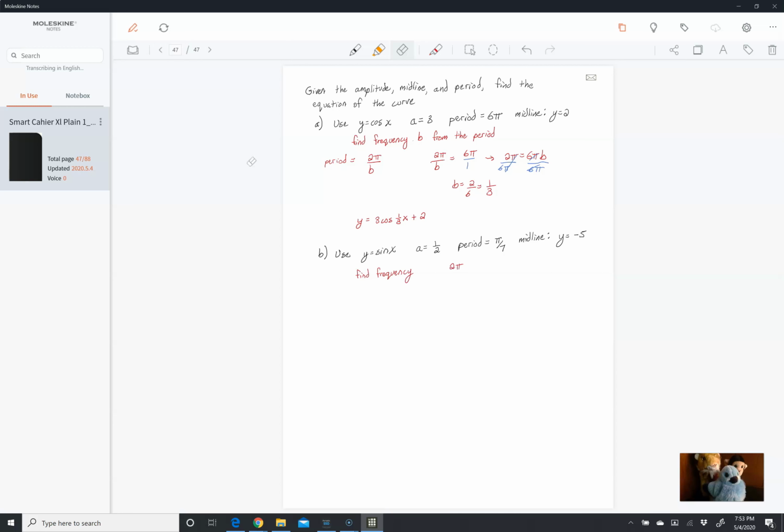So 2 pi over b is equal to pi over 7, right? 2 pi over b is equal to our period. We're just plugging in here. So now we cross multiply, and we get 14 pi is equal to b times pi. We're just going to divide both sides by pi to isolate the b. So the pi's cancel, and we get that b is equal to 14.